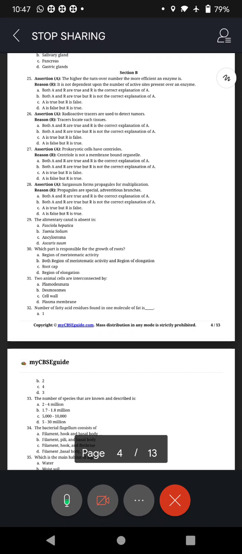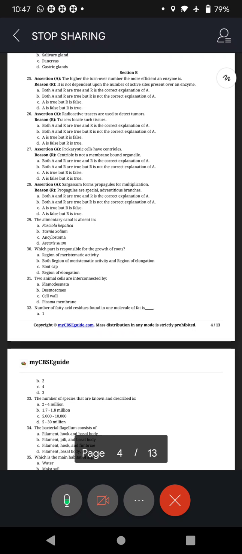Clue for this is membrane bound. That is the clue. Based on that, you answer the question. Next, we move on to question number 28.